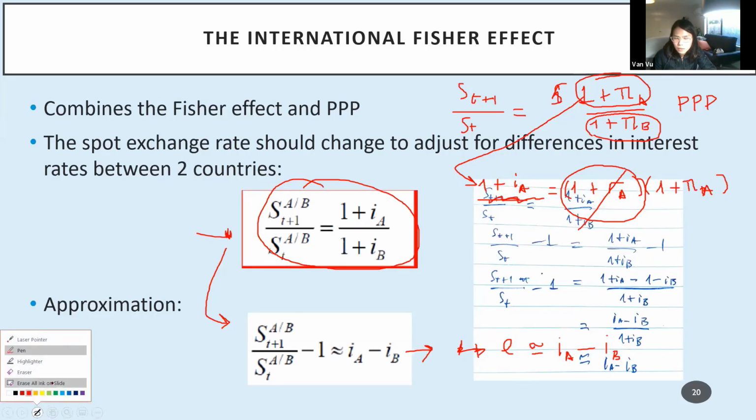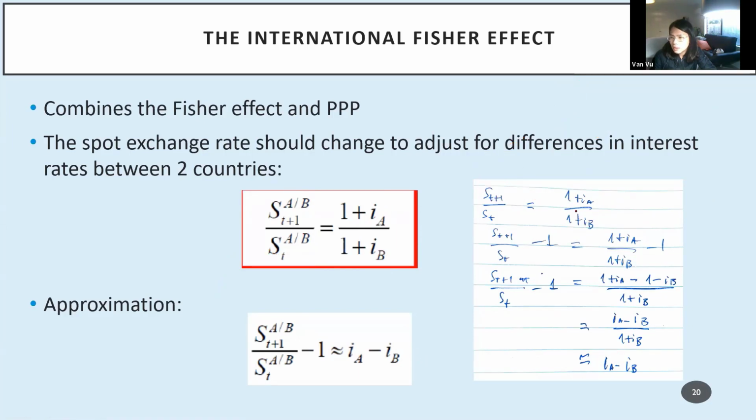I've got my note here. From here, I'm going to subtract 1 from both sides. Then I'm going to rearrange. So this will become the change in the exchange rates, and this is the difference between the nominal interest rates.